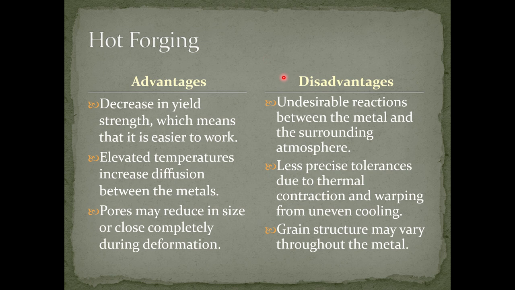So in advantages, pehla hai decrease in yield strength, which means it is easy to work. Next is elevated temperature increases diffusion between the metals. Next is pores may reduce in size or close completely during deformation. And disadvantages hai, undesirable reaction between the metal and the surrounding atmosphere. Dusra hai, less precise tolerance due to thermal contraction and warping from uneven cooling. Next is grain structure may vary throughout the metal. So these are the advantages and disadvantages of hot forging.